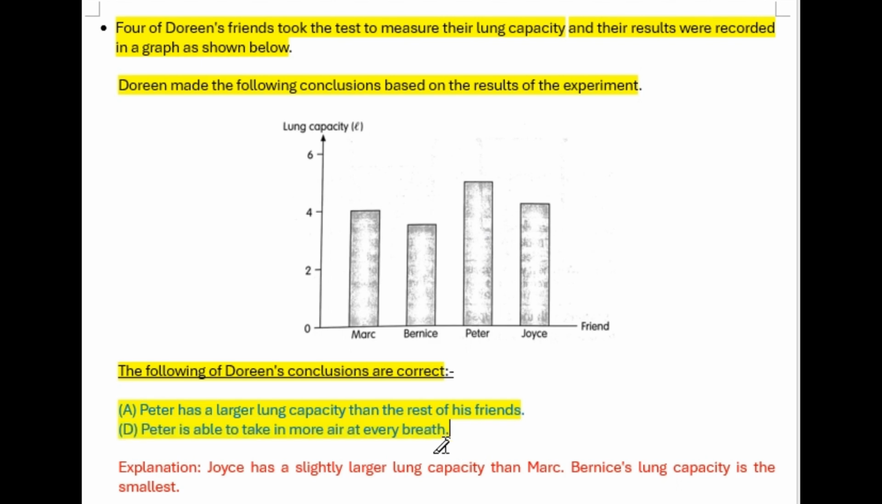Explanation: Joyce has a slightly larger lung capacity than Mark. Bernice's lung capacity is the smallest.